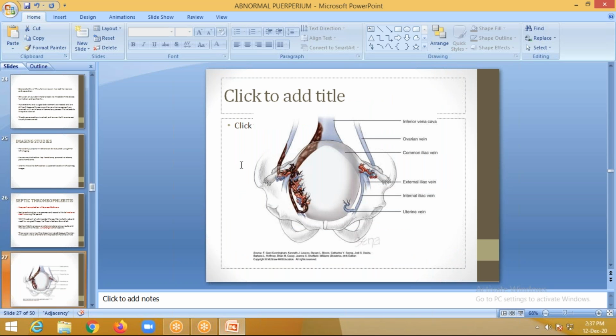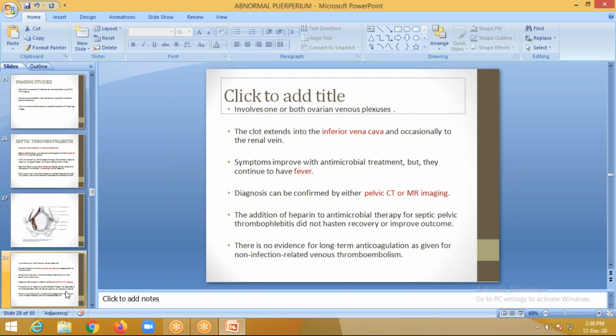This is septic thrombophlebitis involving the whole left side of the uterus, and it also involves the uterine vein, because all this upper part of the uterus is drained into it; it has an anastomosis here. So it involves one or both ovarian venous plexus. The clot extends into the inferior vena cava and occasionally to the renal vein.